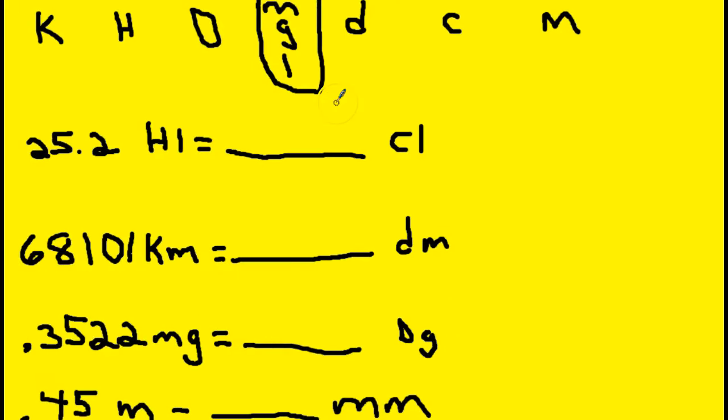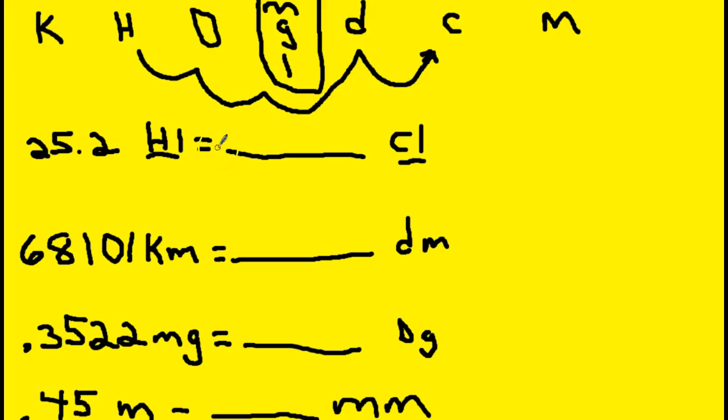Now, on this page, what we want to do is metric conversions. That's our topic. We want to convert from one metric unit to the next. Just follow the simple rule, and I think you'll be fine. You just follow where you're at and where you need to go. In the first problem, we've got 25.2 hectoliters, and we need to go to centiliters. So you go 1, 2, 3, 4 to your right.